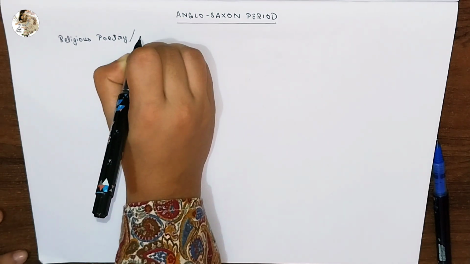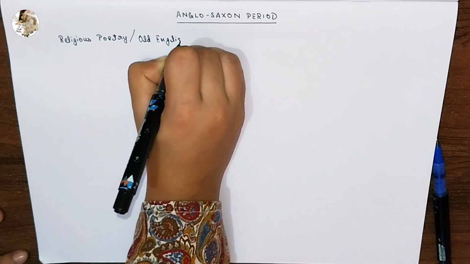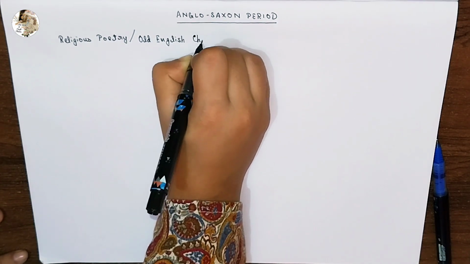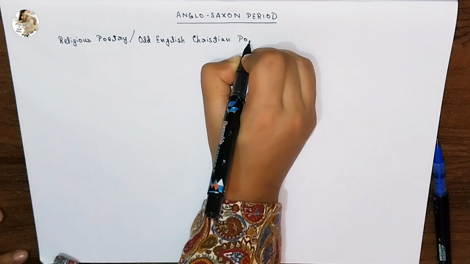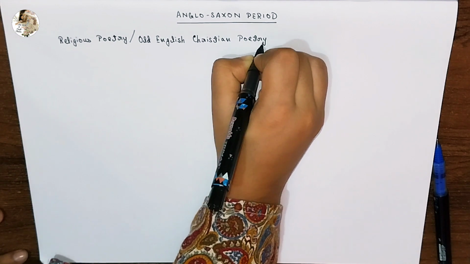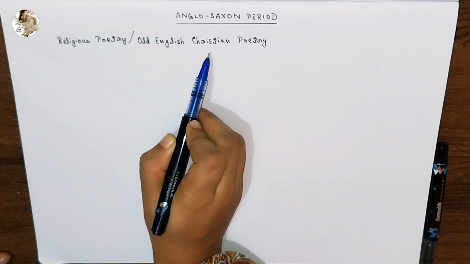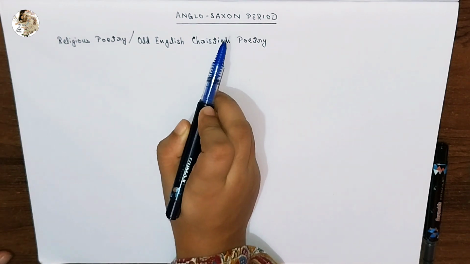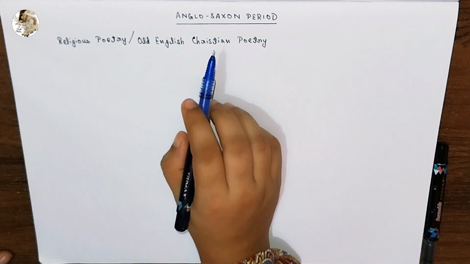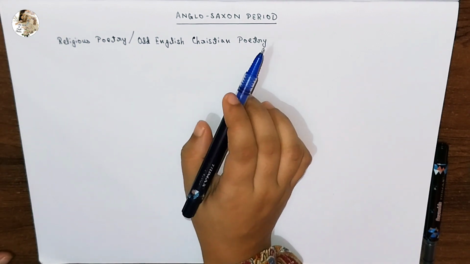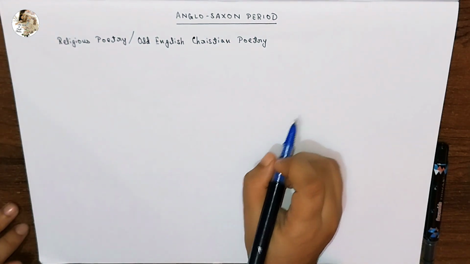Religious poetry is also known as Old English Christian poetry. So we will discuss how the Christian poetry came into existence. So with the Christianization of the English tribes and the arrival of St. Augustine's mission in England influenced the development of the Old English Christian poetry.